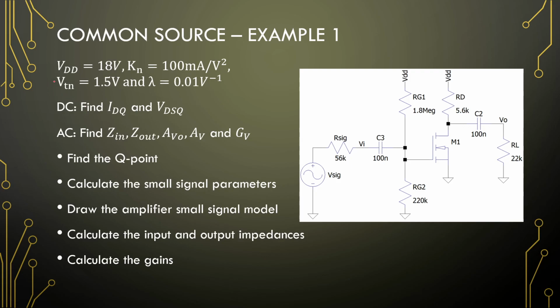Okay, so first up we have this common source with a voltage divider bias, no source resistor, and the transistor we're using here has a transconductance parameter of 100 milliamperes per volt squared, a threshold voltage of 1.5 volts, and channel length modulation of 0.01. Okay, so first DC analysis, find the Q point, then all the parameters. We will follow this recipe for all of our amplifiers.